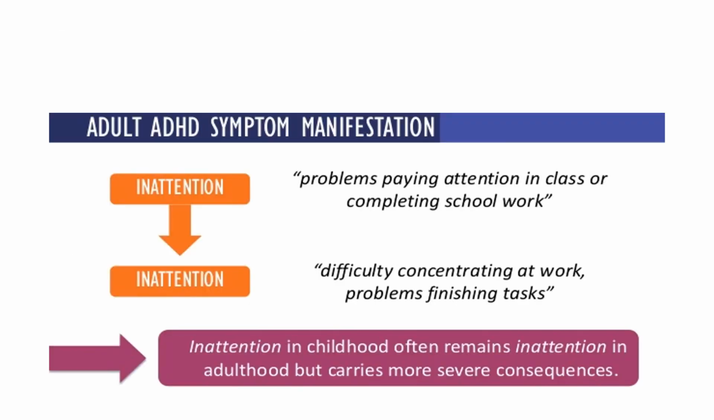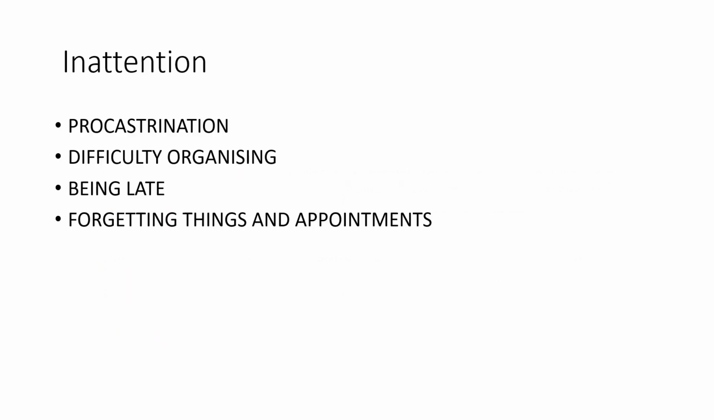Then comes inattention, which remains. Inattention in childhood often remains inattention in adulthood, but carries more severe consequences: procrastination, difficulty organizing, being late, forgetting things and appointments.